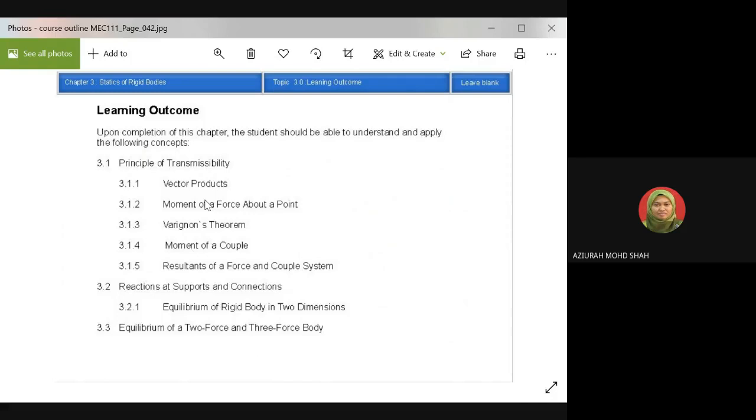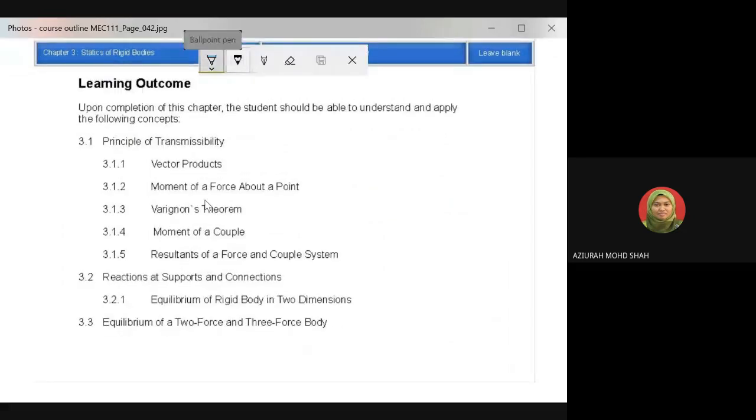Apa yang dikatakan dengan principle of transmissibility, because that is the main fundamental that we are going to discuss in chapter 3. So under that, you will learn on vector product or cross product. It has different names, ada dua nama. So vector product ataupun kita panggil cross product lah.